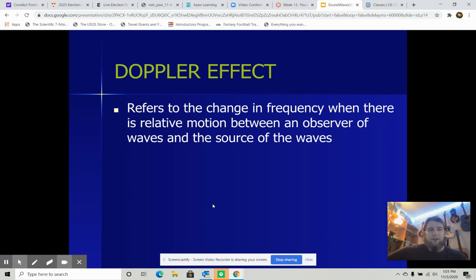So, the Doppler effect refers to the change in frequency when there is relative motion between an observer of waves and the source of the waves. When they show the Doppler 5000, the radar stuff, what that's doing is sending out a signal that hits clouds, rain, different types of weather phenomena, and then comes back to its original source. So they can see how clouds are approaching based off the change in the frequency between it hitting the weather phenomena and coming back to the receiver.